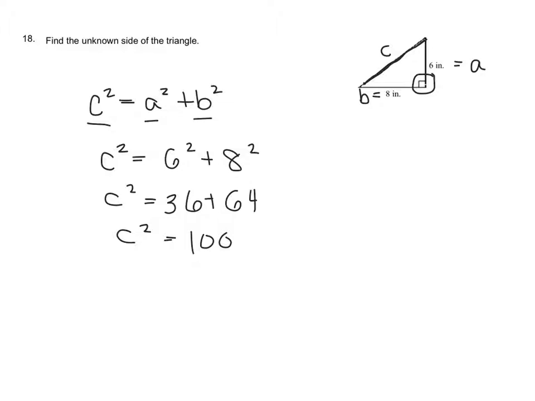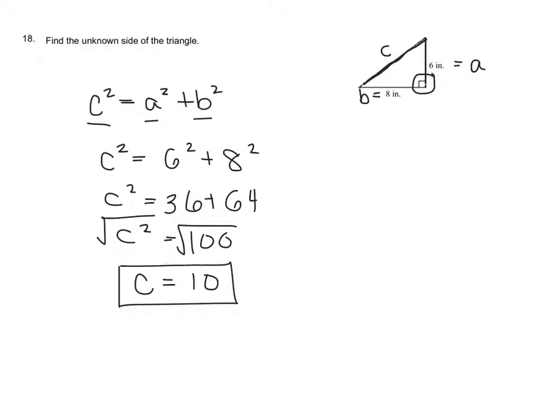In order to solve for c, we need to get rid of the exponent by taking the square root of both sides. The square root of c squared is just c, and since we're dealing with lengths of a triangle, we're always going to take the positive when taking the square root of a number. So the square root of 100 is going to be positive 10. So my answer is C equals 10, or the length of the unknown side is 10 inches.